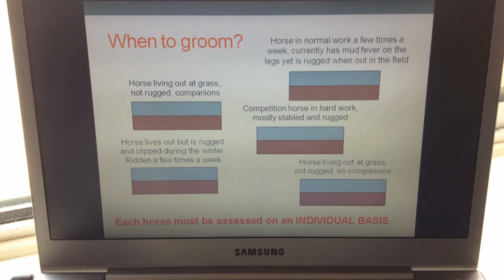Okay, so then I moved on to when to groom. On this slide I put a few scenarios, and the grey boxes covered up whether the horse would be groomed or not, while the brown boxes just asked why. So, for example, the first one: horse is living out at grass, not rugged, and it has companions. I asked the students to discuss between their pairs whether they thought this horse would be groomed or not.